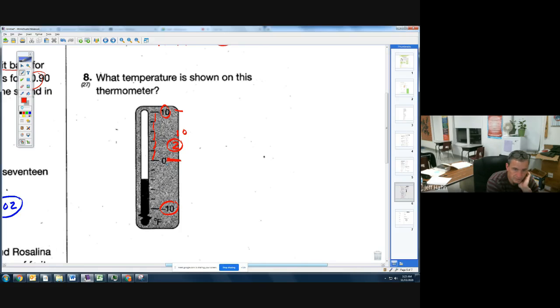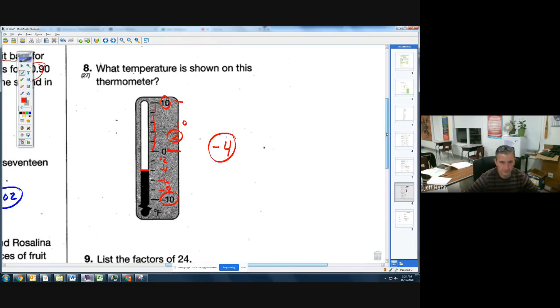So what you have to understand is between 0 and 10, there's going to be -2 degrees, -4 degrees, -6 degrees, and -8 degrees. And this thermometer goes right up here to -4 degrees. -4 degrees. Just take your time on those, look at them carefully.